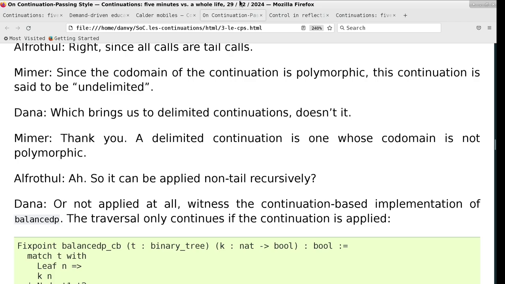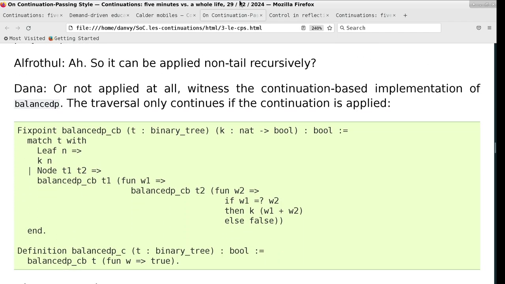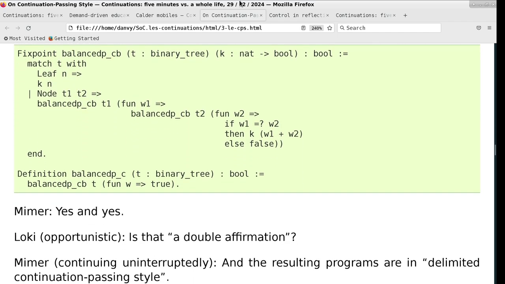Witness the continuation-based implementation of balance P. The traversal only continues if the continuation is applied. So back to the binary, to the balance E. The continuation is applied here.